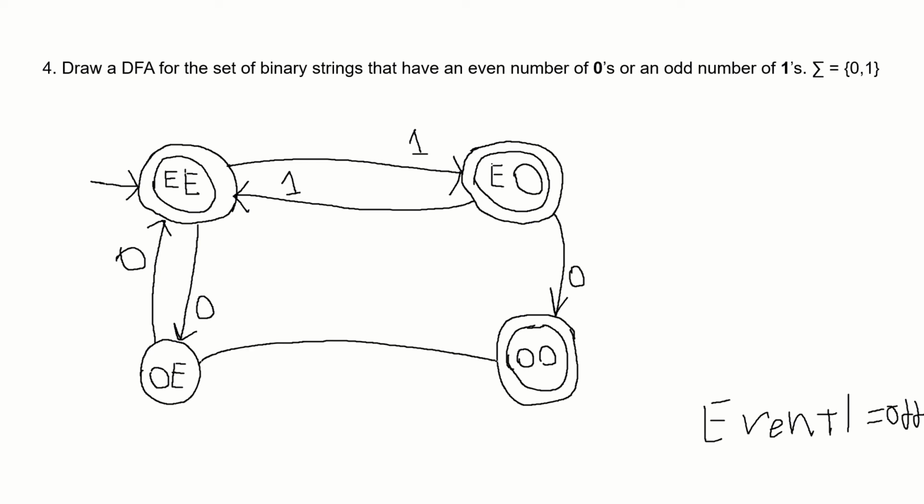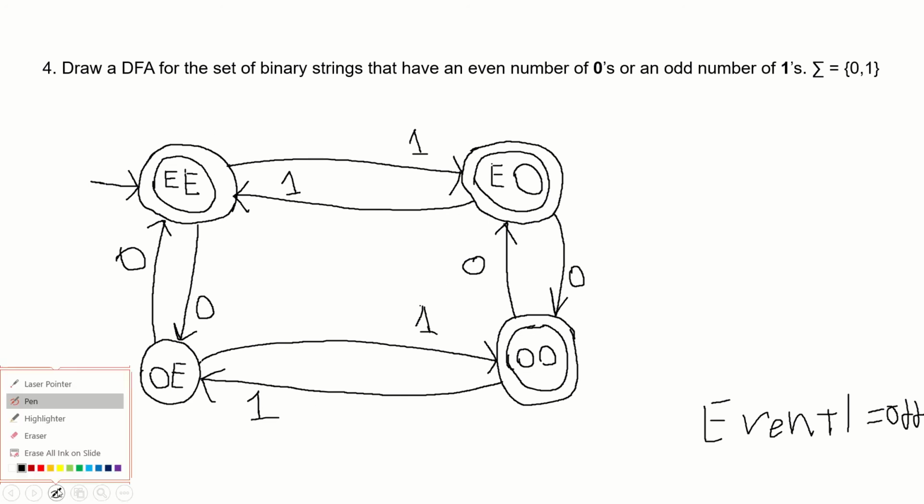So we will go to odd 0, odd 1. And from this state, odd 0, odd 1, if we get a 0, then the number of 0 will become even, so we will go to even 0, odd 1. But if we get 1 from this state, then the number of 0 will remain odd, but the number of 1 will become even, so we will go back to this state. So this will be our DFA. That's it. Thank you.